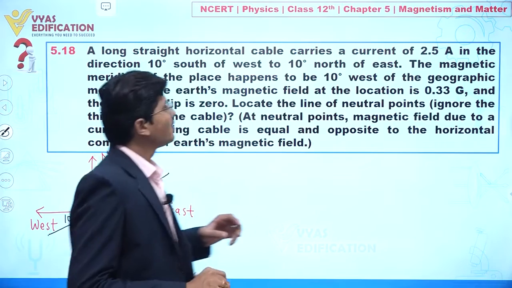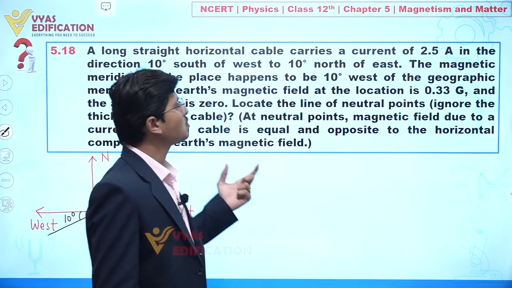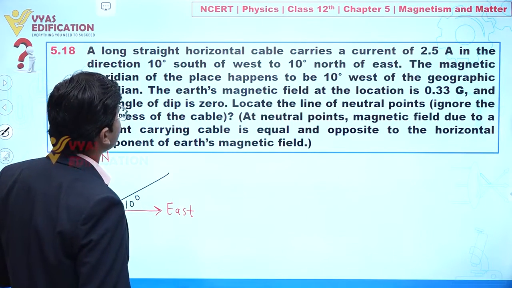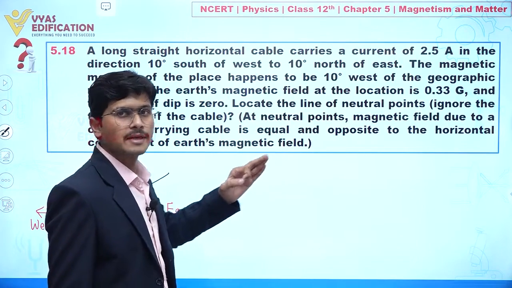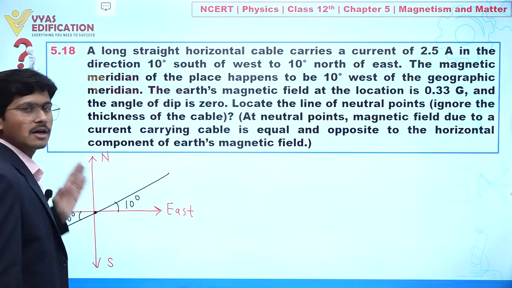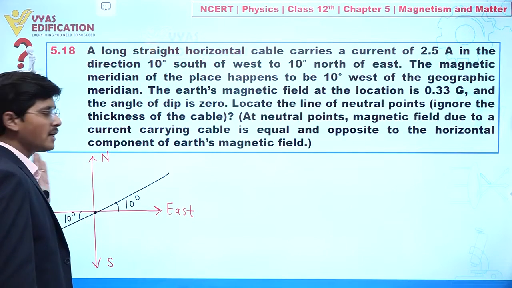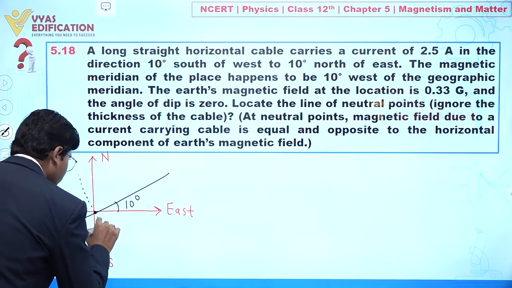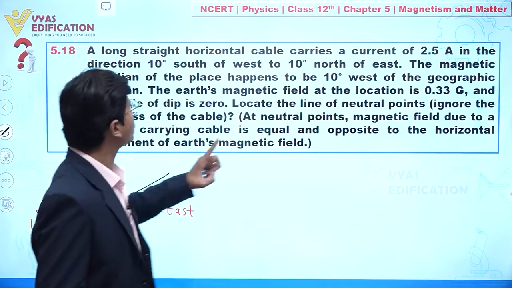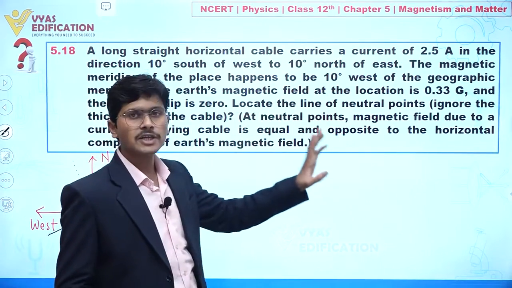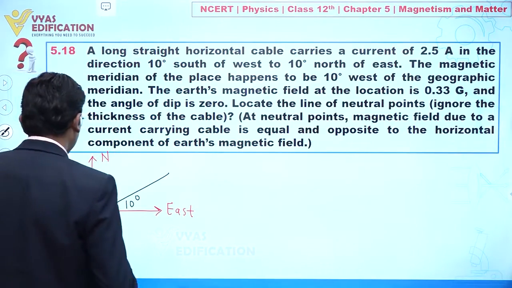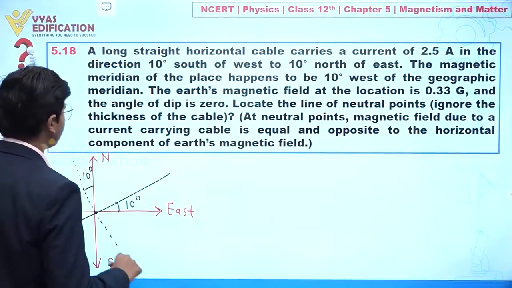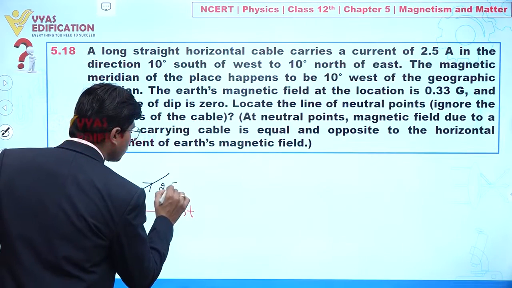Now the magnetic meridian of the place happens to be 10 degrees west of geographical meridian. Clear? So 10 degrees west of geographical meridian. So this side is west. From here, if you see, this situation is like this. It is given directly in the question, the magnetic meridian of the place happens to be 10 degrees west of geographical meridian. Clear? So this angle is given to you, that is also 10 degrees. Now the question is given here, the direction of current is this direction, this is 2.5 ampere.